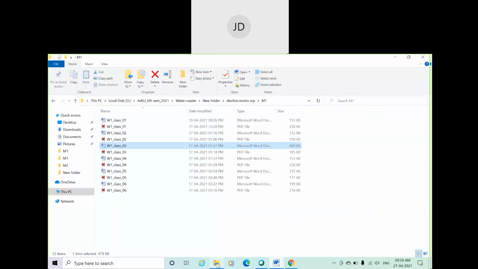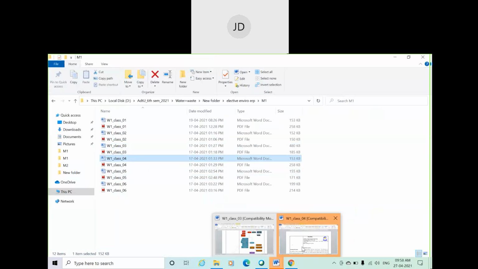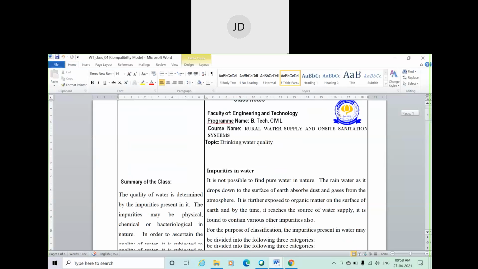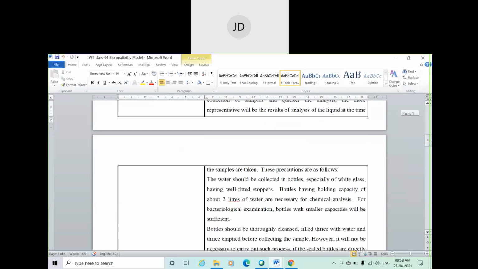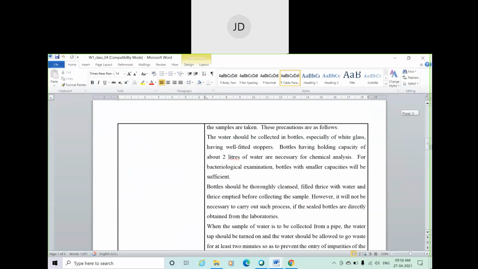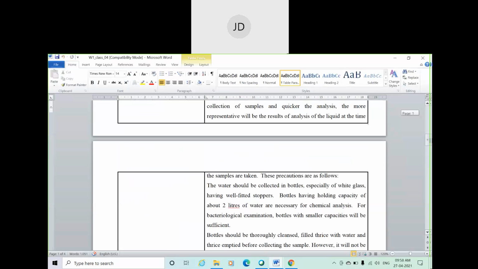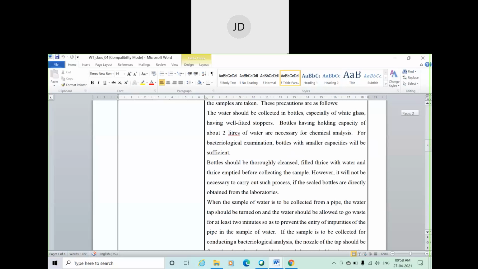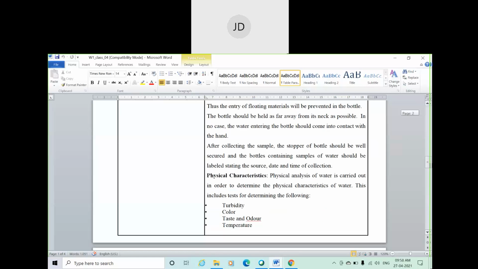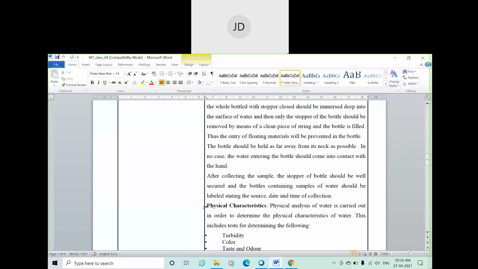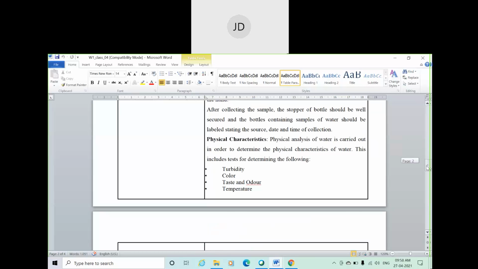Let me give you one more thing. You also know that water in nature is never pure. I'm talking about surface water only. Surface water is never pure; it always contains some amount of impurity. What kind of impurity can be there? Physical impurity may be there, and chemical impurities or biological impurity can be there.